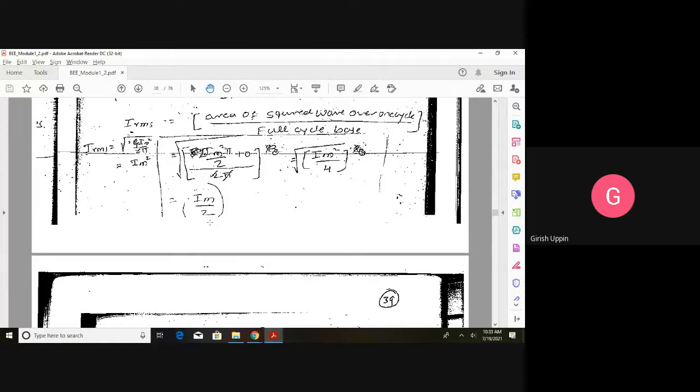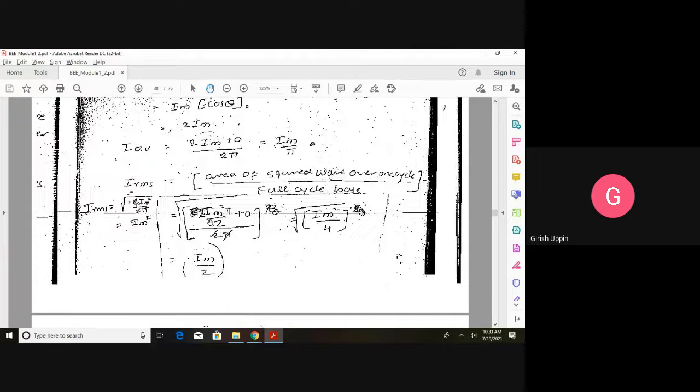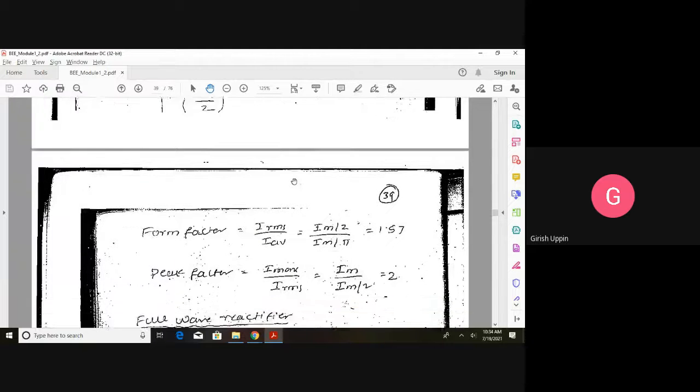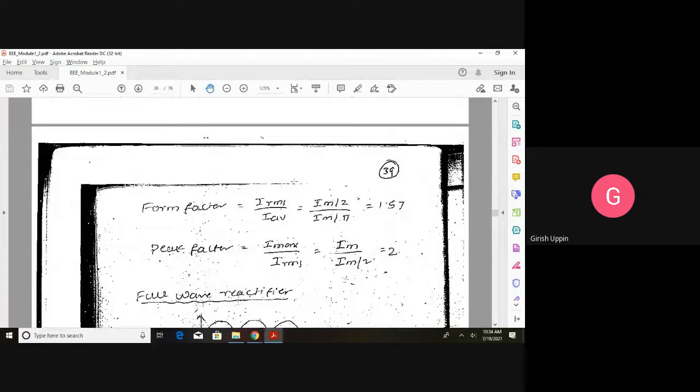In the case of a half wave rectifier, what is the RMS value? 0.5 Im. And what is the average value? Im by pi. Now, once you know the average value and the RMS value, you can find the form factor. Form factor is I RMS divided by I average, that is Im by 2, which you just calculated, divided by Im by pi, and you get 1.57.